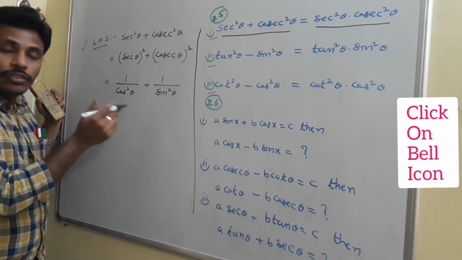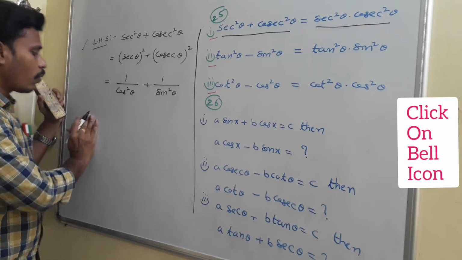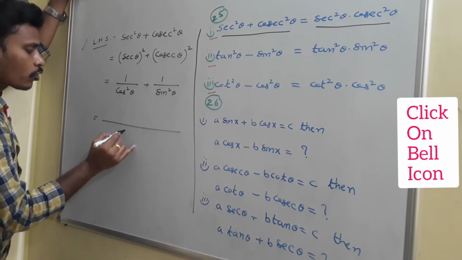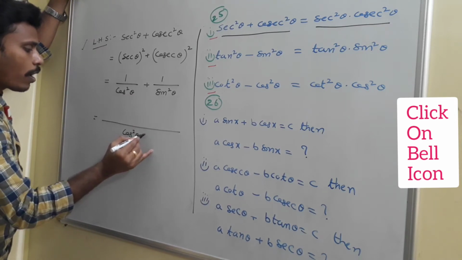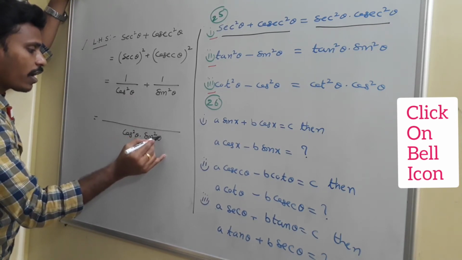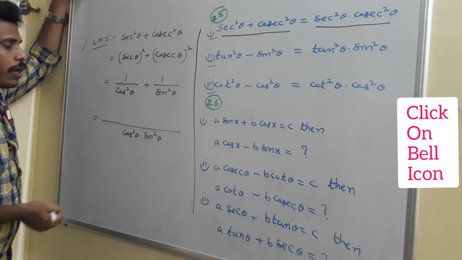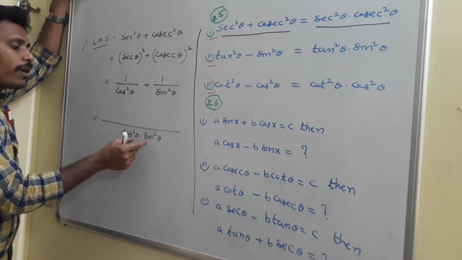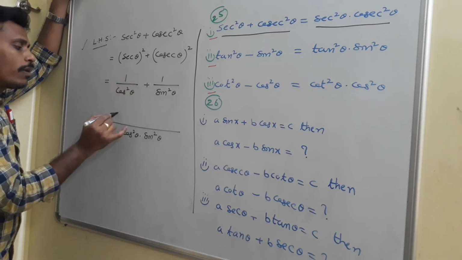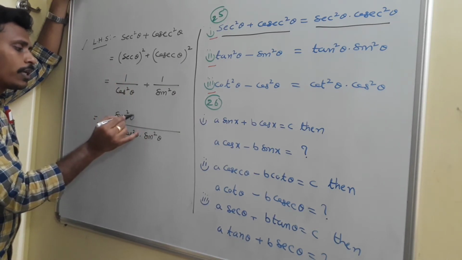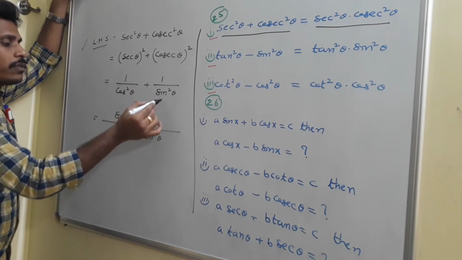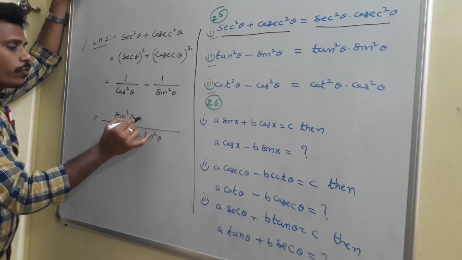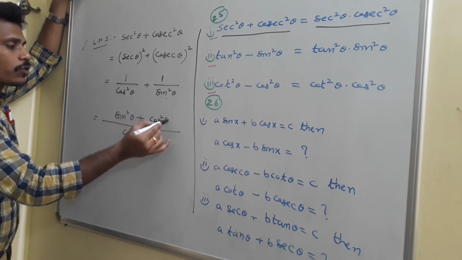Now here you just take the LCM of these two terms. What will be the LCM? See, the denominators are different, so your LCM will be the product. So 1 by cos square theta into sin square theta is the LCM. Now look here, since I have cos square theta in the denominator as a part of the LCM, I need to multiply the numerator 1 with sin square theta. Plus, since sin square theta is in the denominator, you need to multiply this 1 with cos square theta, so I will write here cos square theta.